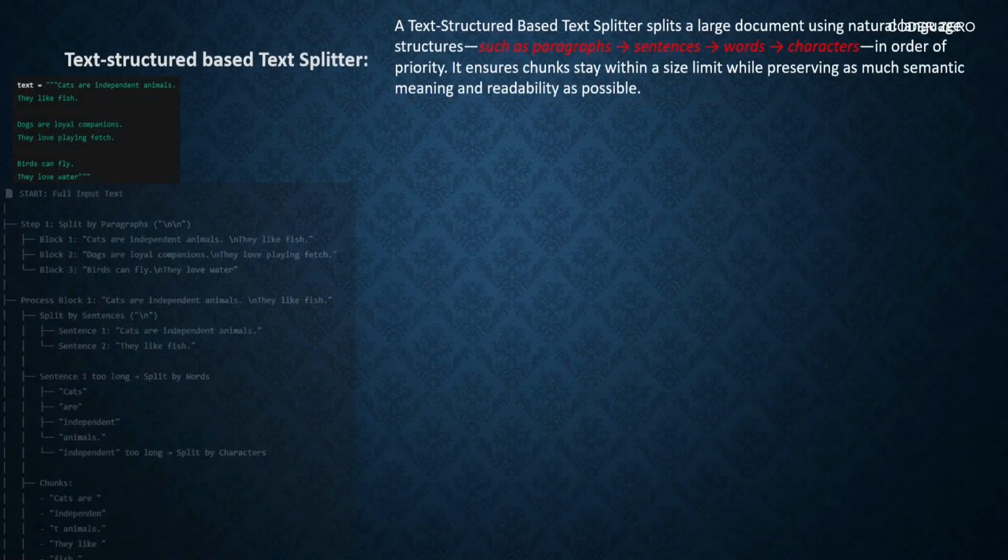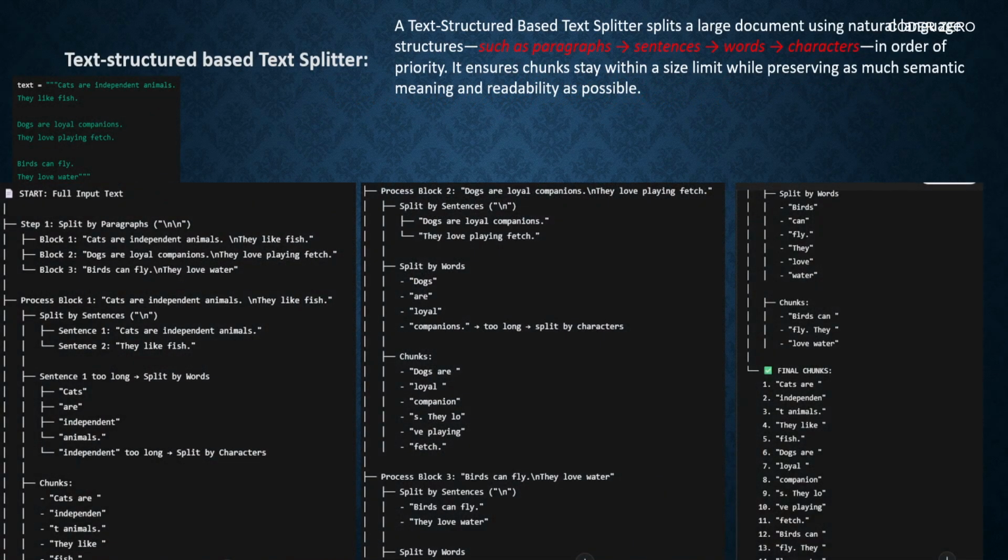In the next, text structure-based splitter, it follows a hierarchy. It follows the natural language structure. If we use this, it will split the text based on paragraph first, then sentences, then words, then characters. So here we have this example. When we give this example to the splitter, it will first split the text based on paragraph. You can see we have 3 paragraphs, 3 blocks here, and here we are taking chunk size as 10.